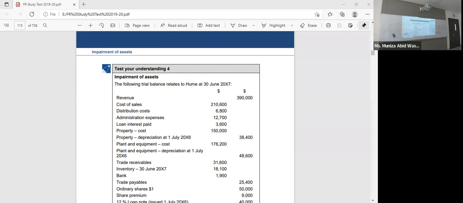Okay, now the only reason for doing this question in front of you is that you can make a basic concept of preparation of financial statements through our trial balance.